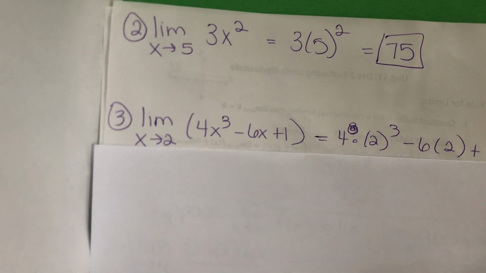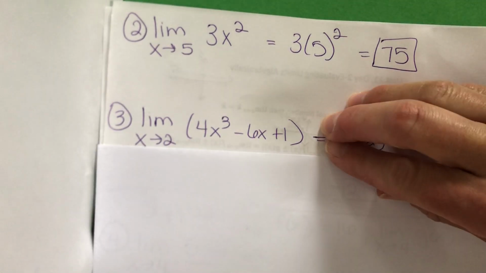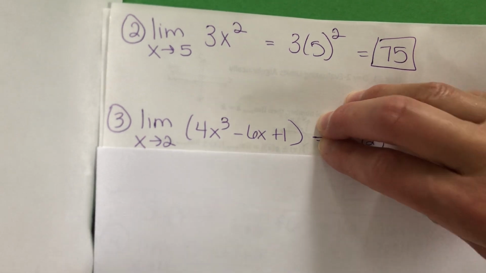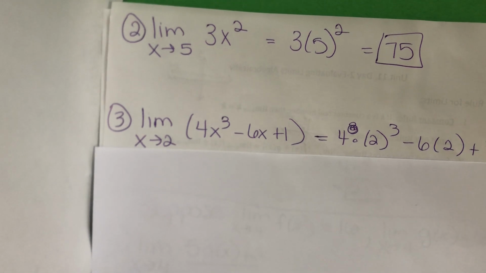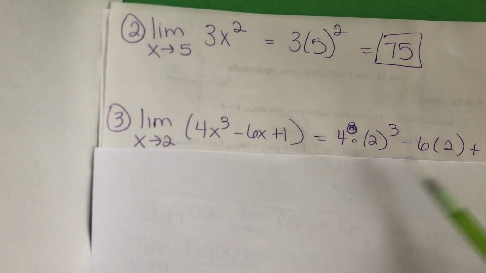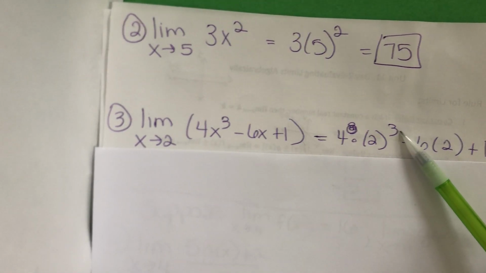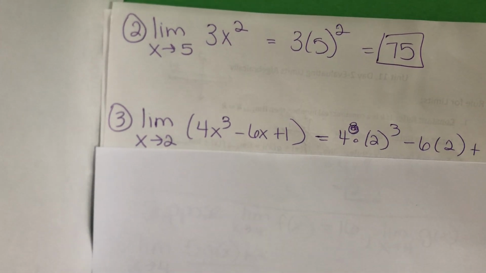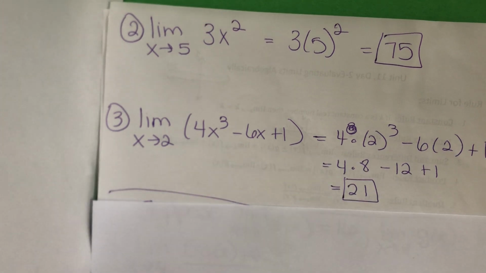Next one, you can go ahead and stop your video if you'd like, guys, and try it out on your own. And if you're coming back to me right now, again, you can just see I just did my PEMDAS here, replace the x values with 2 cubed first, 2 cubed would be 8, then times 4, and then subtract the 12 and add 1, and we're at 21.